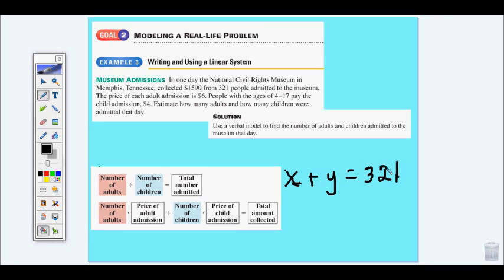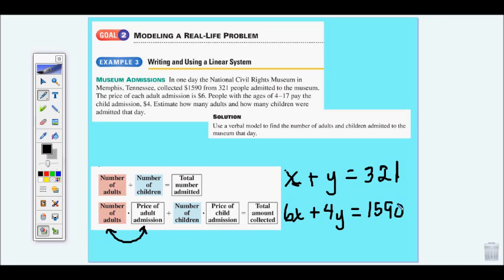Now, to look at the second equation, which is going to be a little bit more difficult, we're going to say the number of adults times the price of their admission. Well, I'm going to switch that around because I don't know the number. That's going to be my variable. But I do know that the adult admission was $6. So I'm going to say 6x. So this one's going to talk all about the price. And again, the number of children, and I know the children were 4y, $4 for each child admission. And I do know that the total that they brought in was 1,590. So those are my two equations.